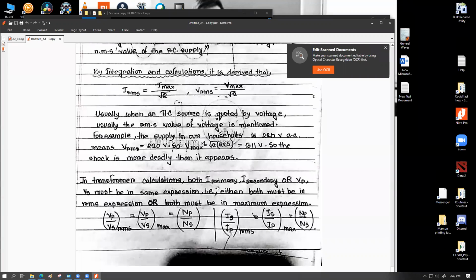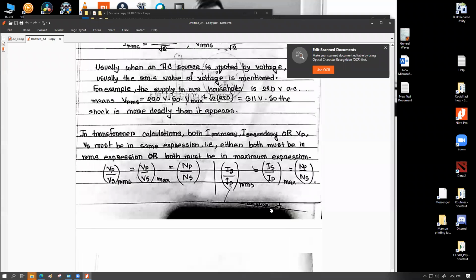For transformer calculation, I primary and I secondary, or VP and VS, must be in the same expression. We can have the transformer equation in RMS format, or in maximum format, but not a mixture of those. That means we can have a ratio of VP by VS for RMS, or a ratio of VP by VS of maximum, equals NP by NS. You know this equation from your O levels: voltage and number of turns are directly proportional, whereas current and number of turns are inversely proportional. So for current, it would be inverse. Current secondary divided by current primary, either taking the RMS ratio or the maximum ratio, is equal to the number of turns in the primary divided by the number of turns in the secondary. It can work that way as well.